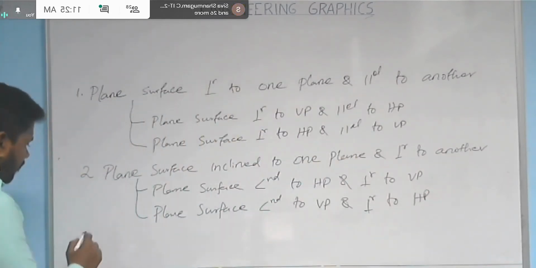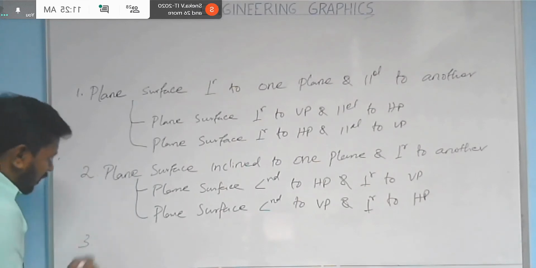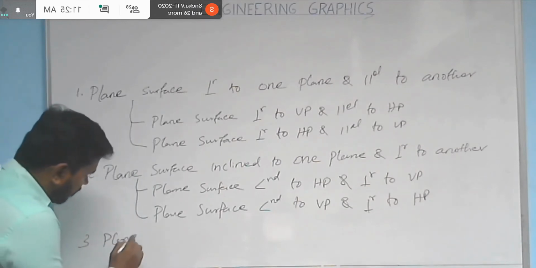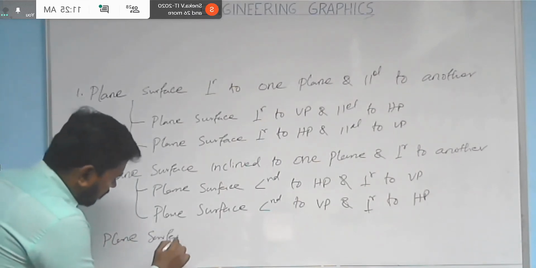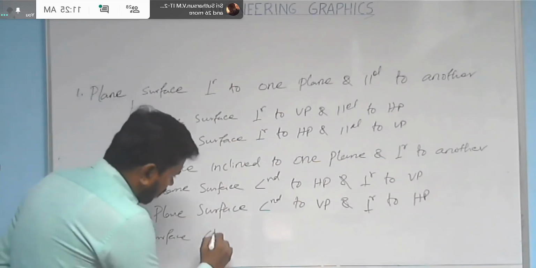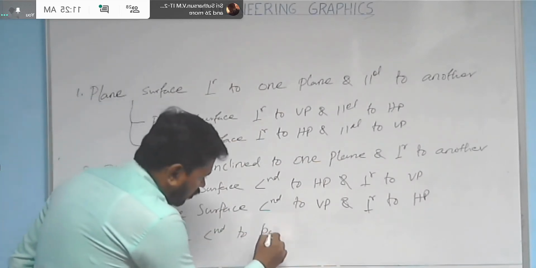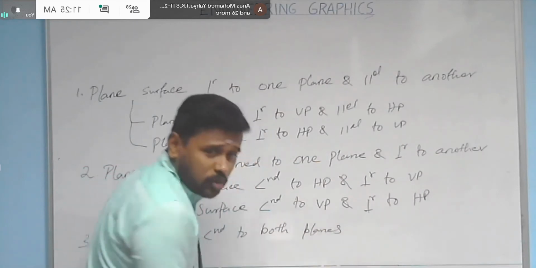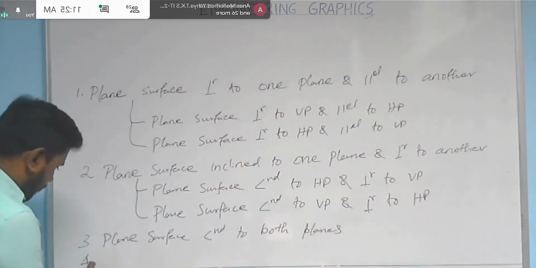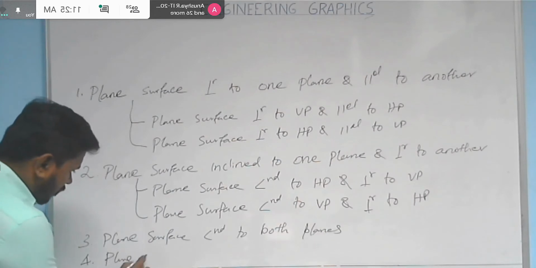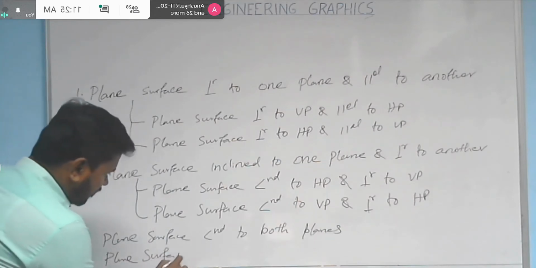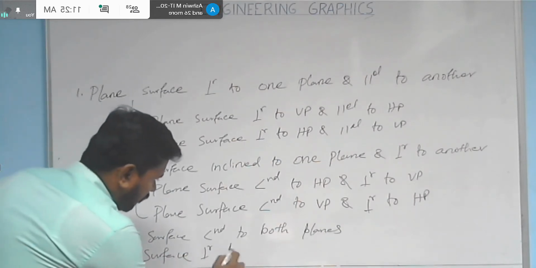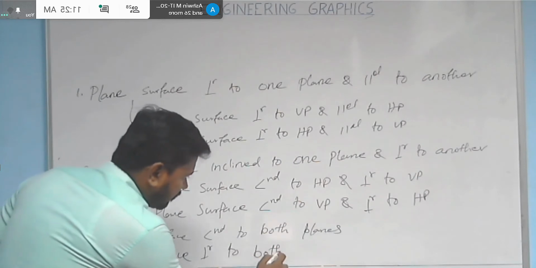Then finally, plane surface inclined to both planes. That is also possible. And then finally, plane surface perpendicular to both planes.